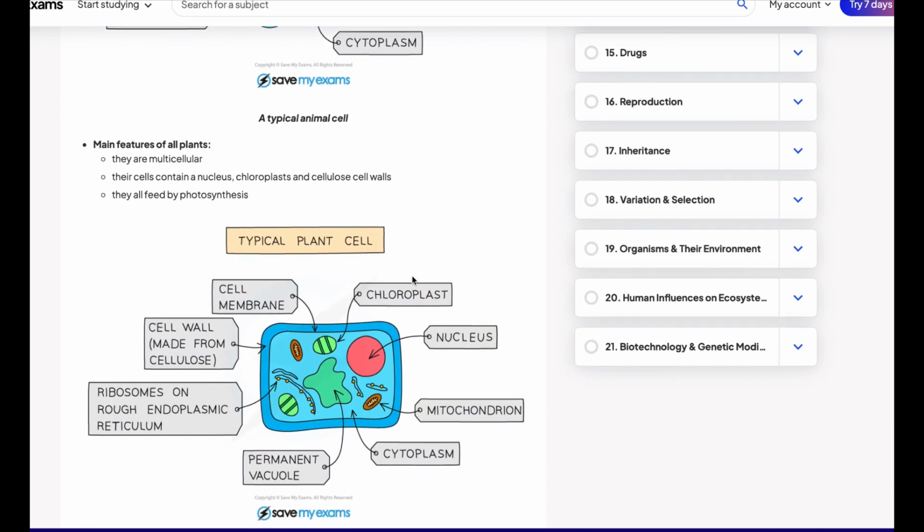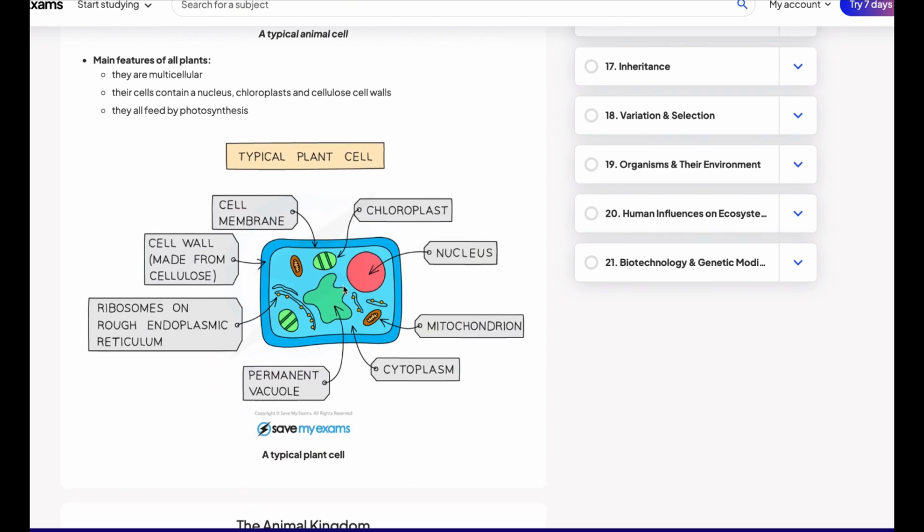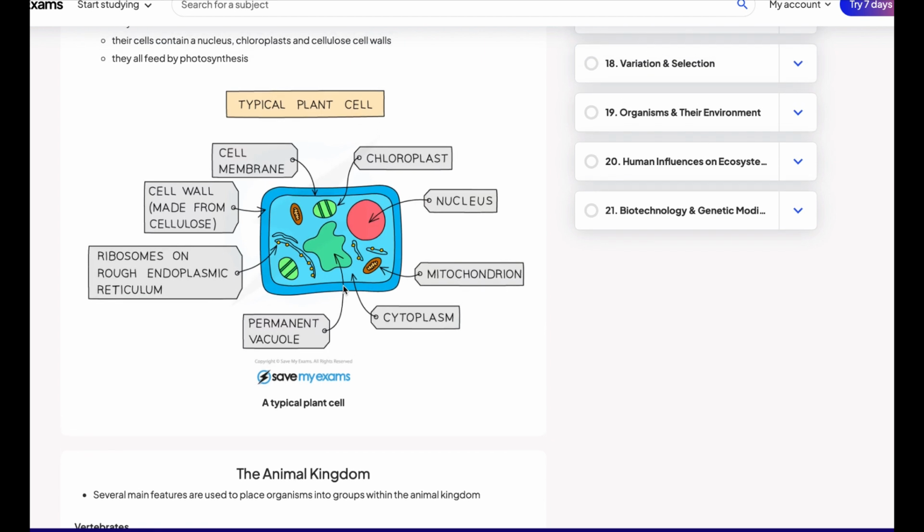Now let's take a look at the main features of plants. Plants are also multicellular. They are not unicellular. They are multicellular, but their cells contain a nucleus also. Not only the nucleus, this time around they contain the nucleus, the chloroplast, and the cell wall. This chloroplast and cell wall, the cells of animals don't have it. Plants feed by photosynthesis, and they are able to manufacture their own food. Animals cannot manufacture their own food.